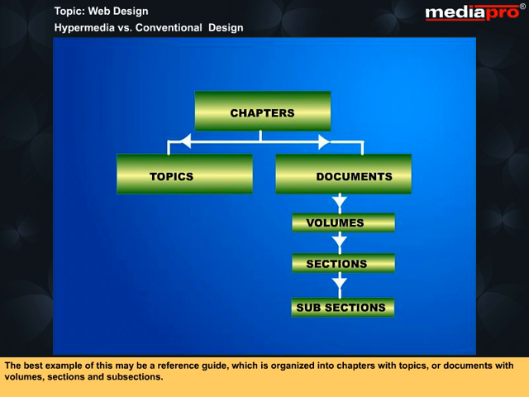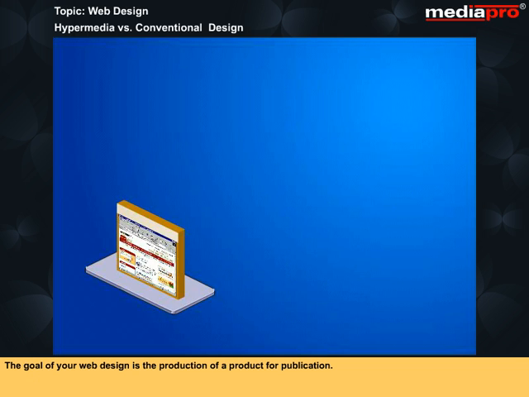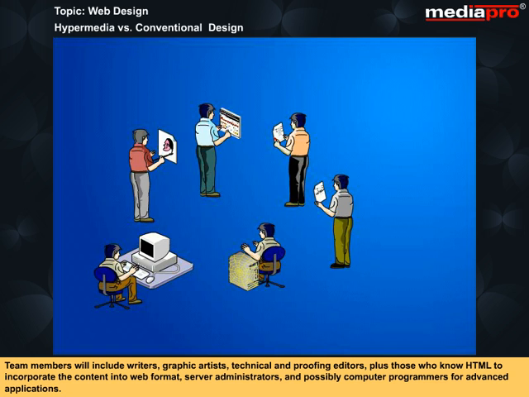The best example of this may be a reference guide which is organized into chapters with topics or documents with volumes, sections and subsections. The goal of your web design is the production of a product for publication. Those familiar with large publishing projects will feel comfortable with the process. Team members will include writers, graphic artists, technical and proofing editors, plus those who know HTML to incorporate the content into web format, server administrators, and possibly computer programmers for advanced applications.